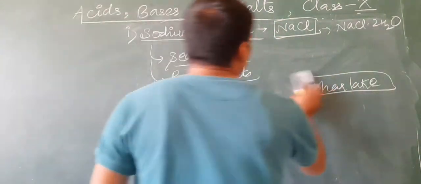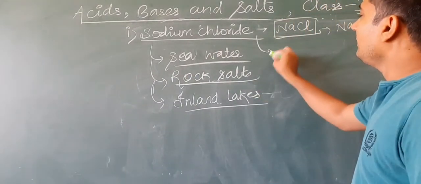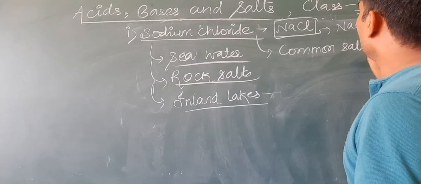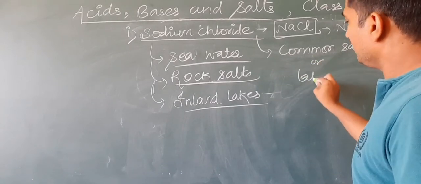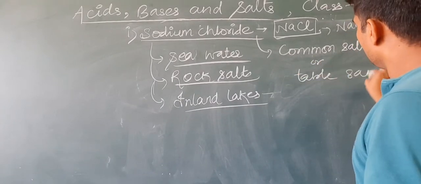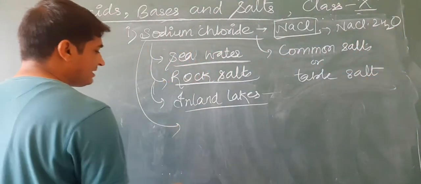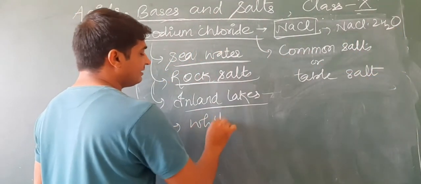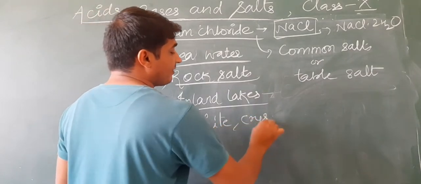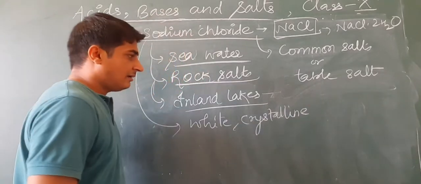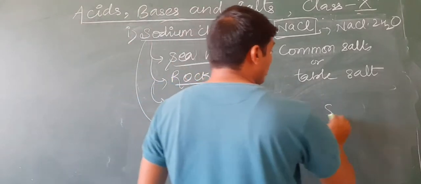This common salt is also known as table salt. Let us see some physical properties. It is white in color, crystalline, and soluble in water.